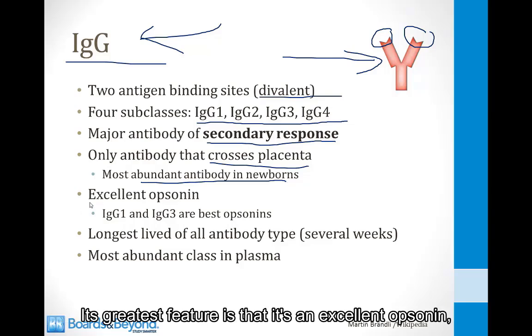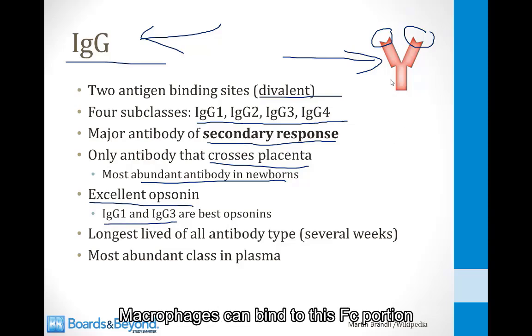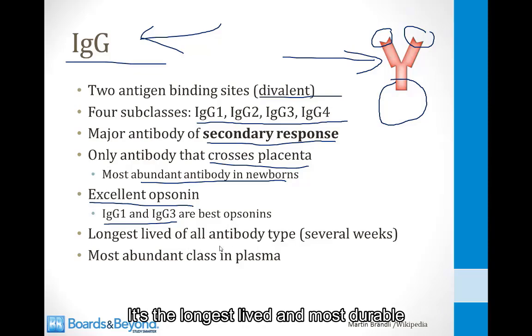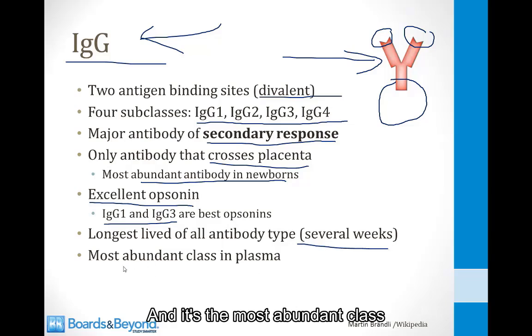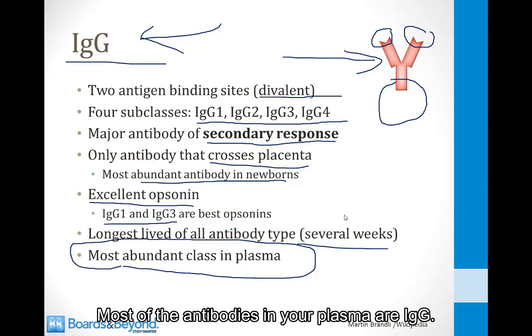Its greatest feature is that it's an excellent opsonant, especially IgG1 and IgG3. Macrophages can bind to this Fc portion right here very well, and this helps them to identify and consume bacteria. It's the longest lived and most durable of all the antibody types. It can survive for several weeks in the body, and it's the most abundant class you will find in the plasma. Most of the antibodies in your plasma are IgG.